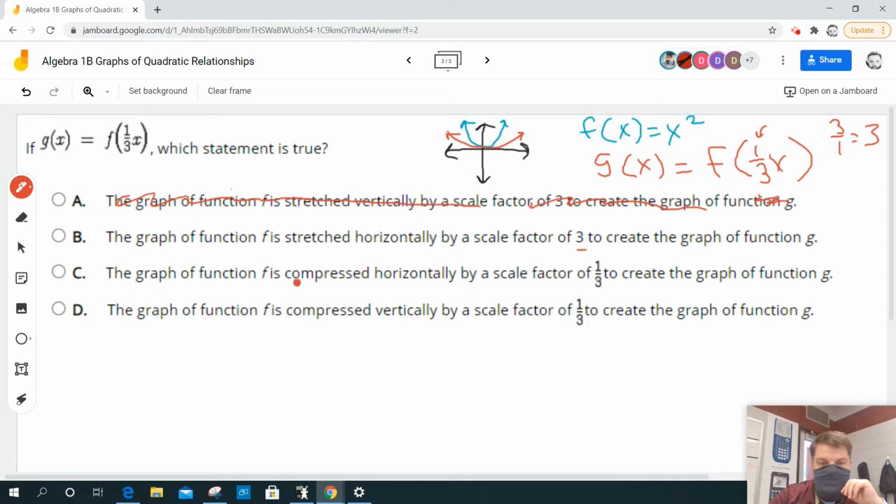The graph of the function f is compressed horizontally by a factor of 1/3? Nope, that's not it. And the graph of f of x is compressed vertically like this by a factor of 1/3? We'd have to look at the y values, but I really believe that the answer is B. So let's check.